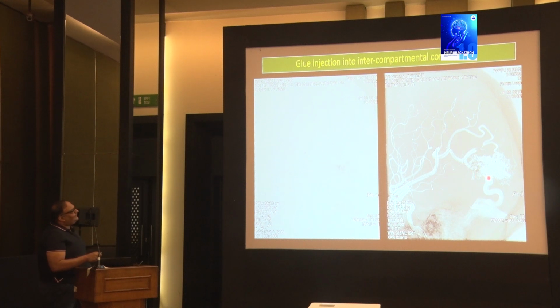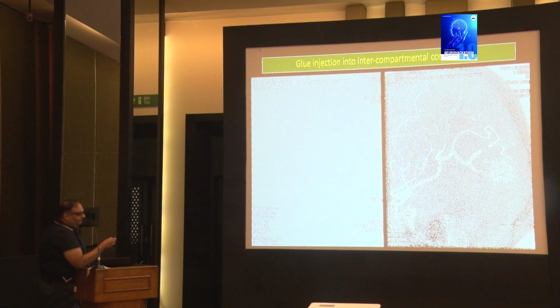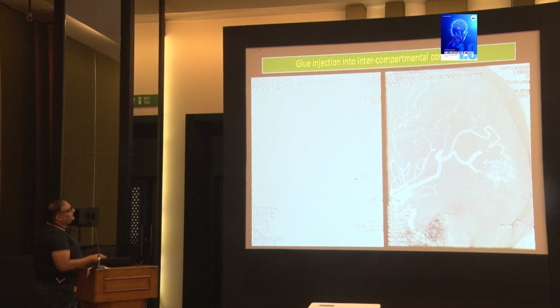Now we are entering a bit into the vein. We have gone a couple of drops, but not into the main draining vein. We are filling up all these areas. And then you have the main collector vein for this compartment being occluded. So similarly, compartment by compartment, we go. And compartment by compartment, we occlude. This was the second compartment that was embolized.